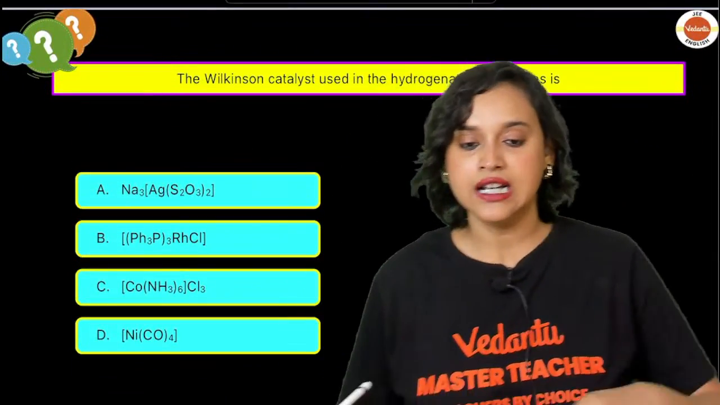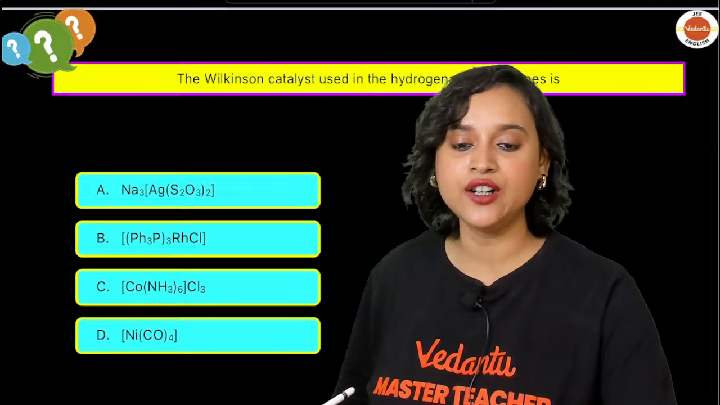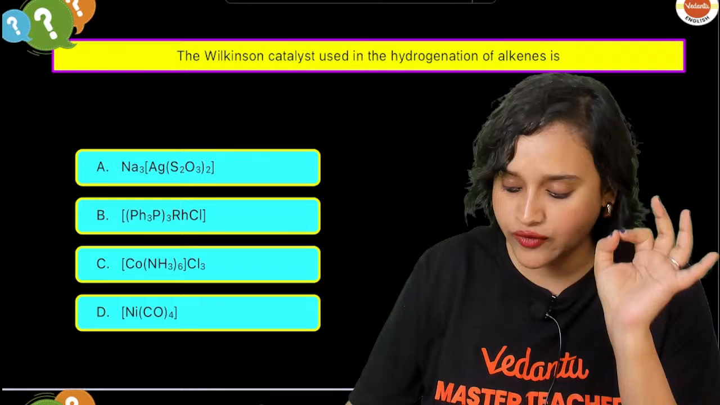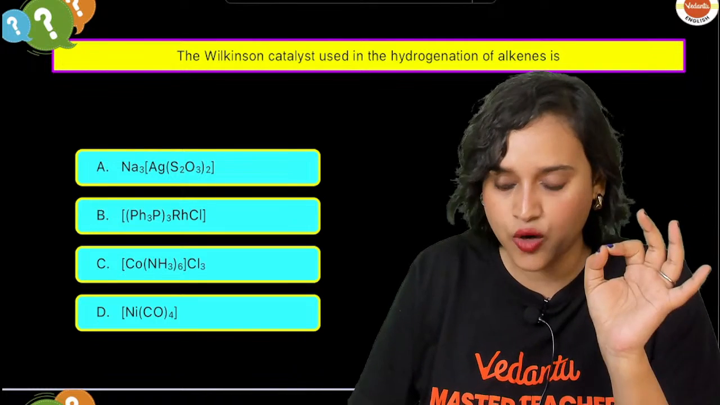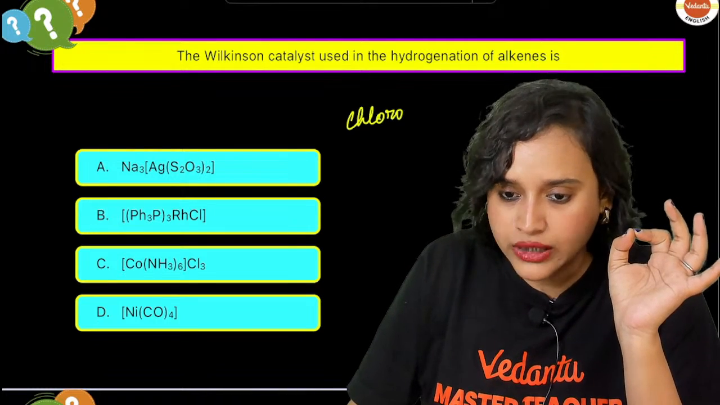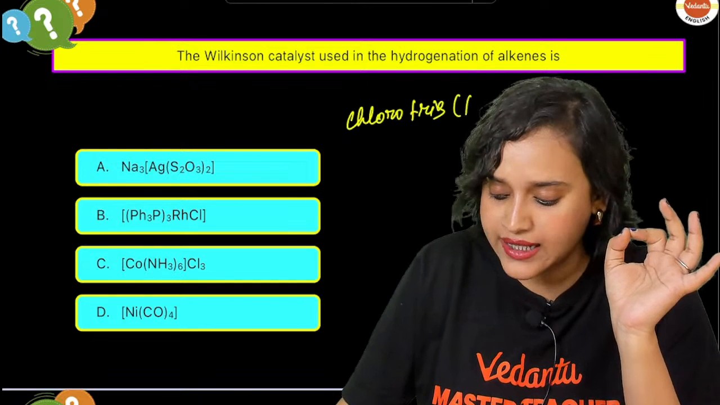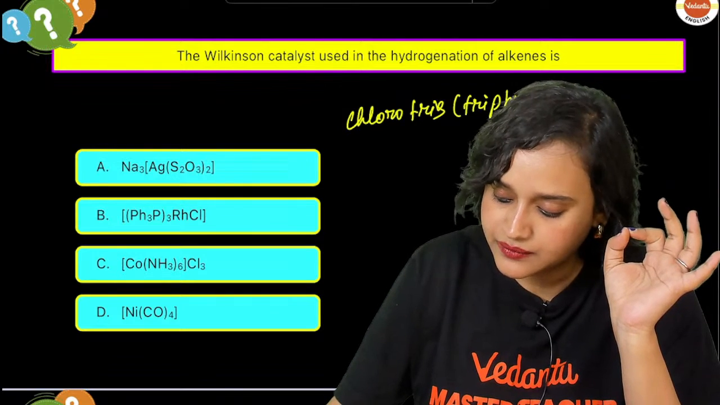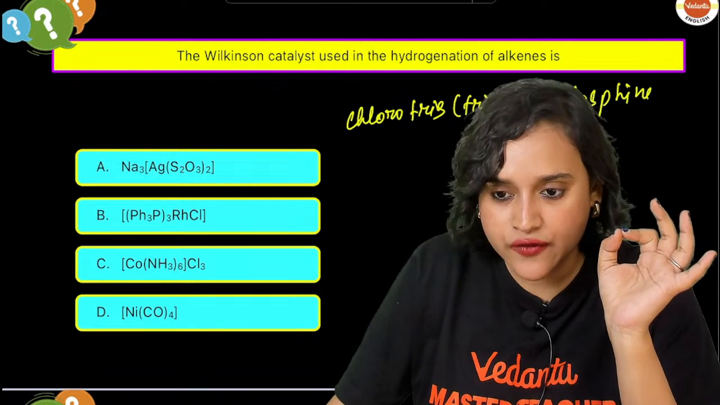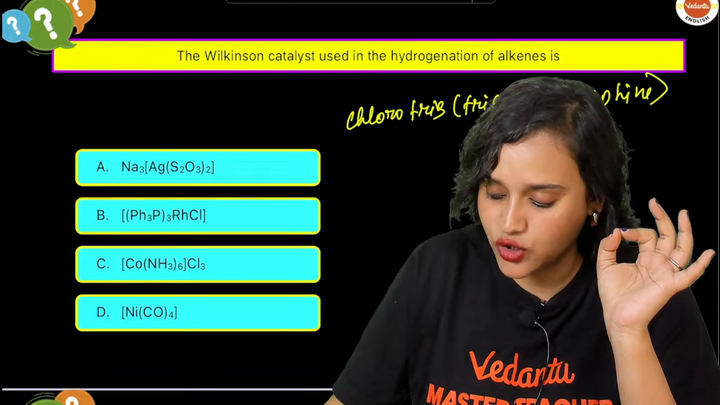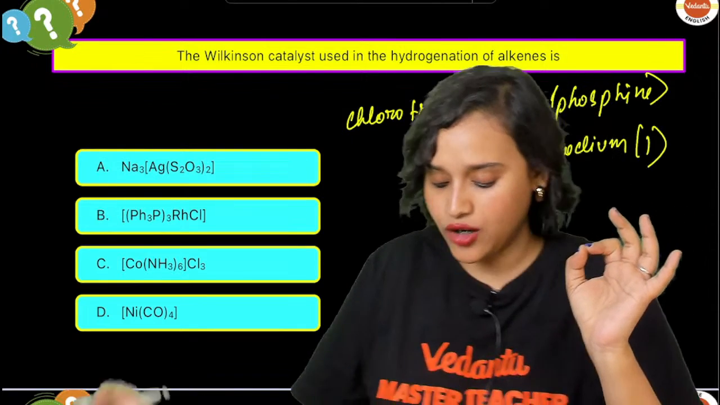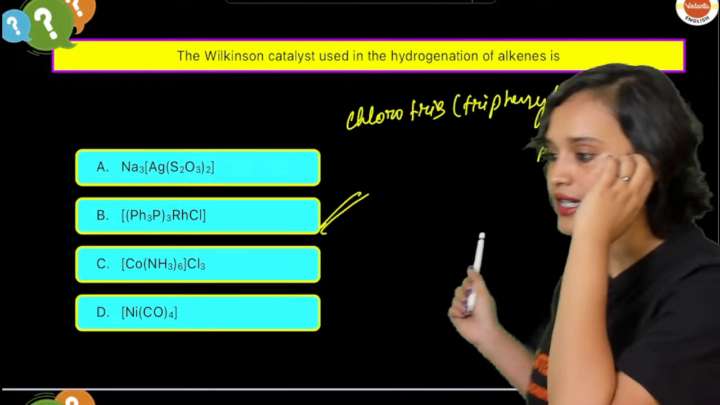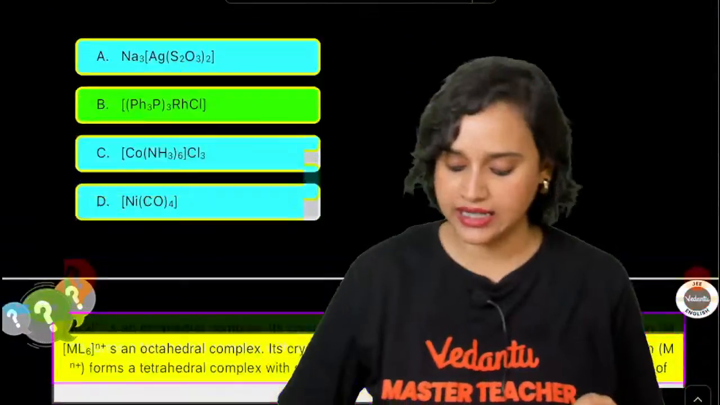Next question guys. The Wilkinson catalyst in the hydrogenation of alkenes is... the name of the Wilkinson catalyst, everybody write this down. It is chlorotris(triphenylphosphine)rhodium, rhodium in the 1 oxidation state. So that means option B is your correct answer. Okay, option B is your correct answer.